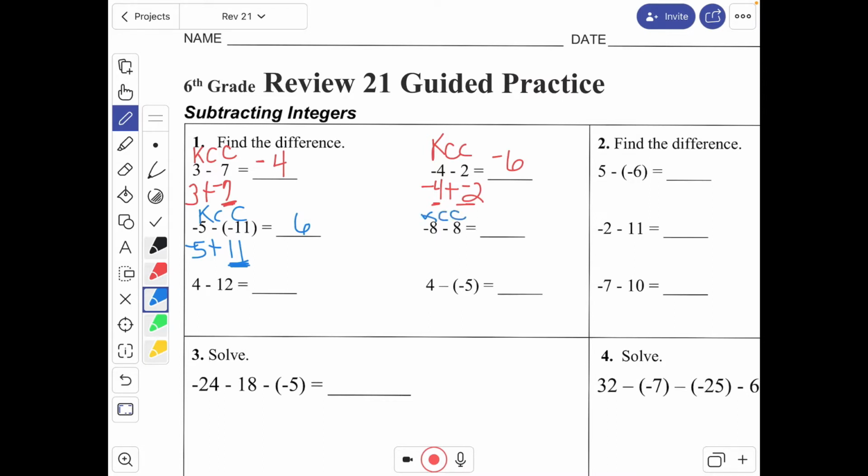Next one is keep, change. Only do it if it's subtraction. We change subtraction to addition. So -8 plus -8. Same signs, so we add and keep the sign that they both had.